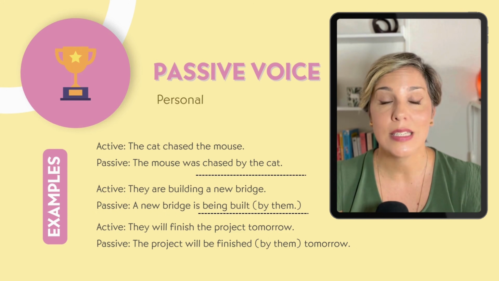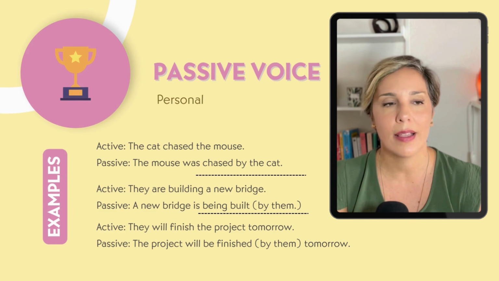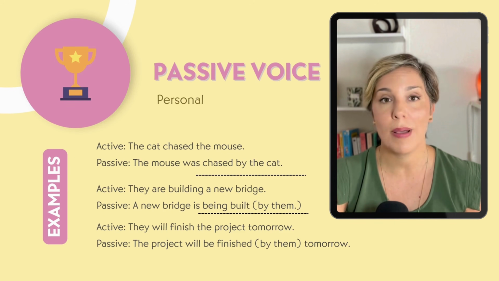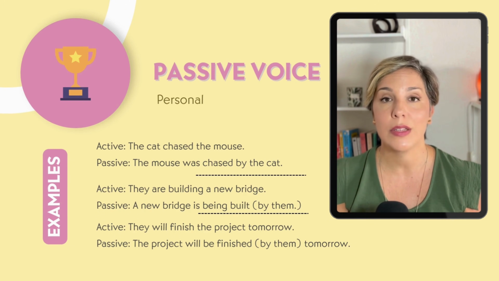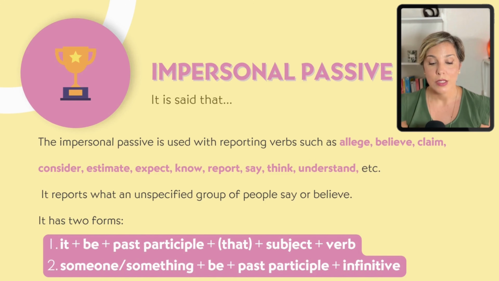And it's very interesting to know and to note that passives can have two types. We've just seen the personal passives, the standard passives, but also we have the impersonal passives, which are very, very common in English, and they are very, very useful. So these impersonal passives are normally used with reporting verbs such as say, think, know, understand, believe, consider, etc. Okay? And then we use them when there is a non-specified group of people that do say or think something.